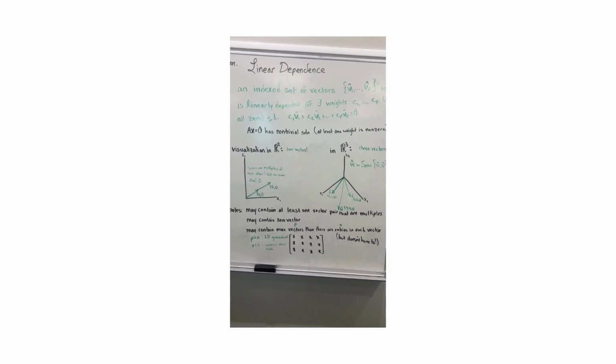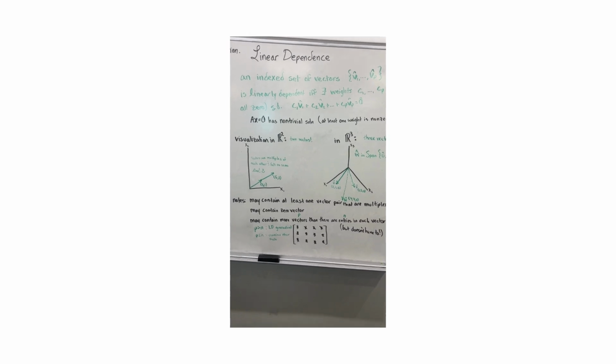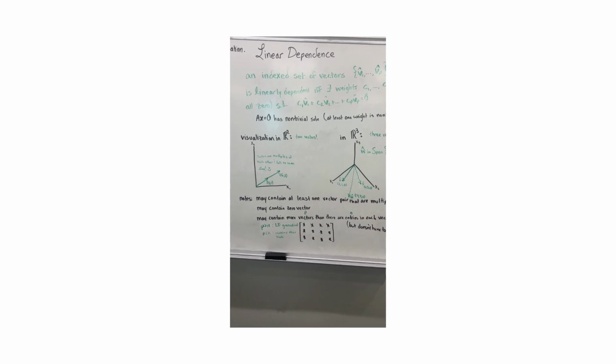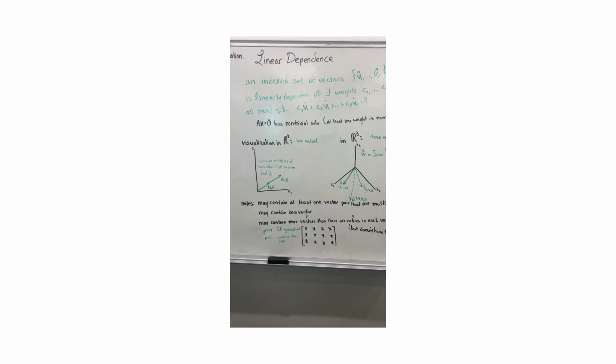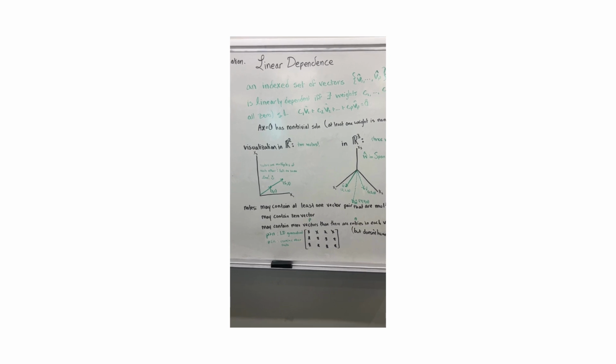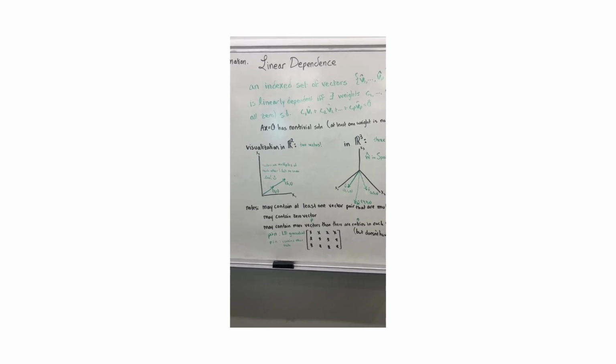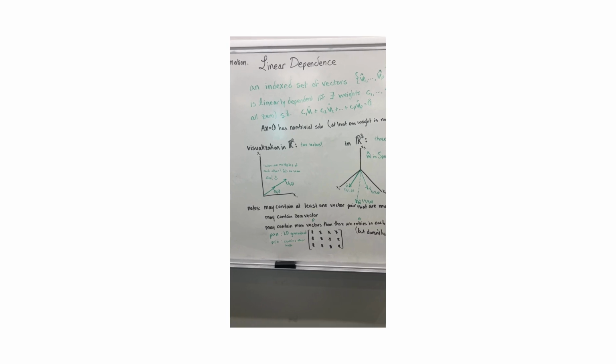From a geometric perspective, in R2, we're going to have two vectors. They're going to fall onto the same line, which means that they're multiples of each other. And in R3, we're going to have three vectors. And that means that at least one of the vectors is in the span of the other two. So in our visual here, we see that w is in the span of u and v because we can add u and v to get w.